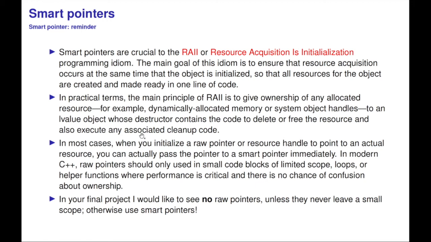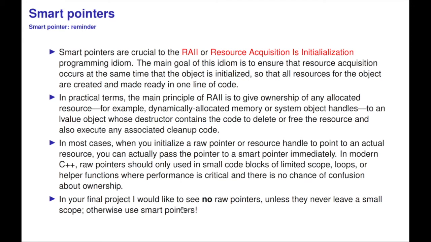In most cases, when you initialize a raw pointer or resource handle to point to an actual resource, you can actually pass the pointer to a smart pointer immediately. In modern C++, raw pointers should only be used in small blocks of code of limited scope, loops or helper functions where the performance is critical and there's no chance of confusion about ownership. So in your final project, I would like to see no raw pointers, unless they never leave a small scope, right? Otherwise, always use the smart pointers.